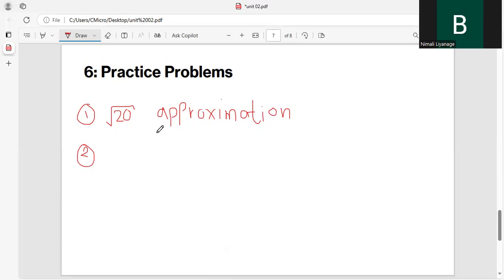Second one, use the division method to find the square root of 1024.